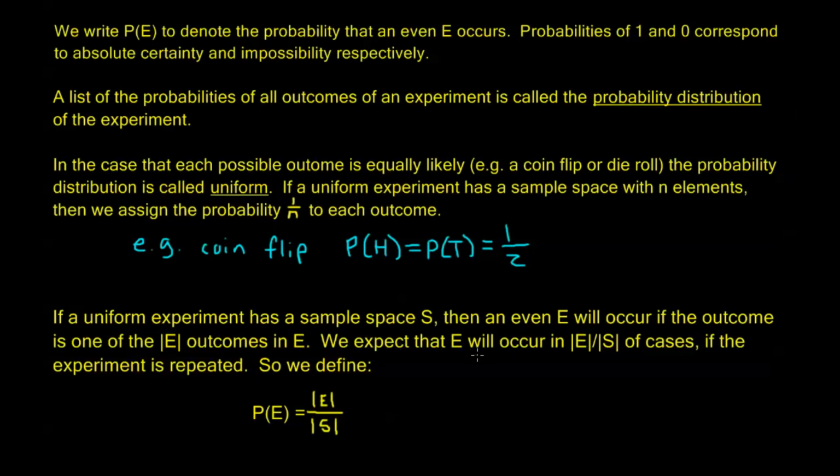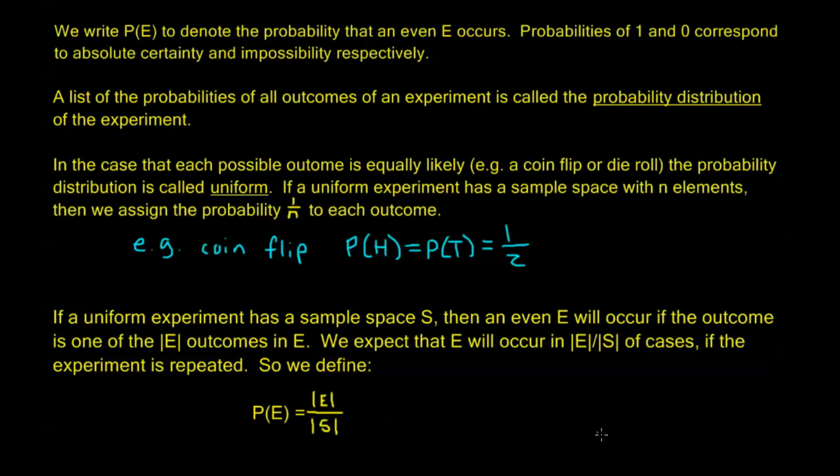Now we expect that E will occur in the order of E out of the order of S of cases, right? If the experiment is both uniform and if it's repeated. So we define the probability of E to be the order of E over the order of S, again where S is my sample space. Now this only works with a uniform probability, and we'll get into non-uniform probabilities in the next section. In some situations you're going to have sample points that have a different likelihood than other sample points, so we can't just count how many sample points there are to find the probability. But in a uniform environment, we can absolutely do that.